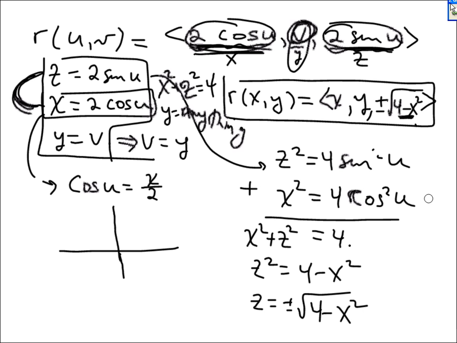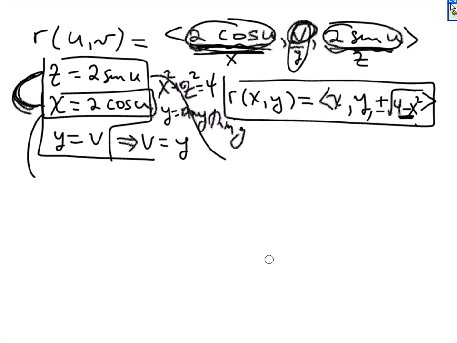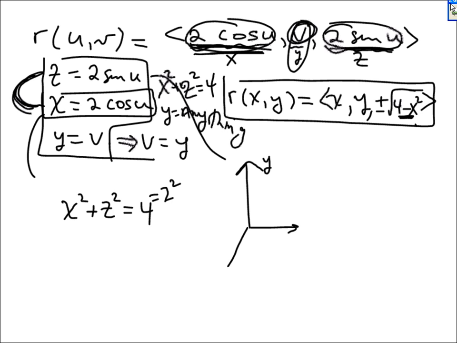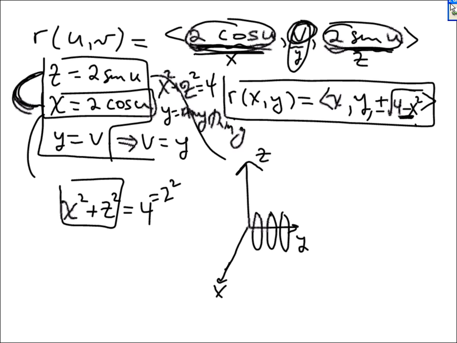So if somebody asked you to describe this surface, you would say it is circles in the xz plane of radius 2, and y can be anything. I'd rather draw it the conventional way, with x, y, and z axes. You keep having circles in the xz plane, and the y value can keep changing. It's just a cylinder.